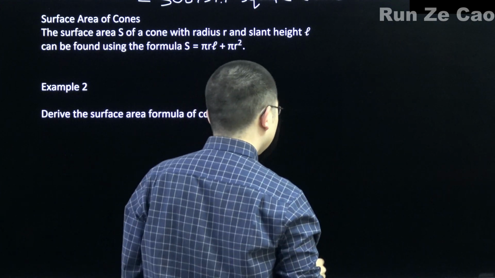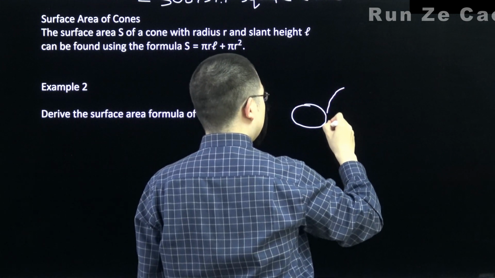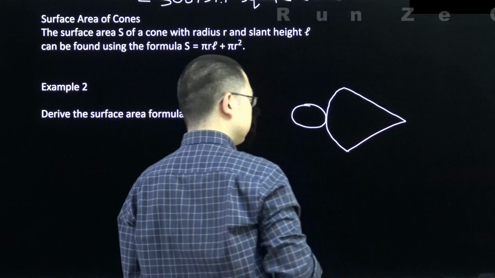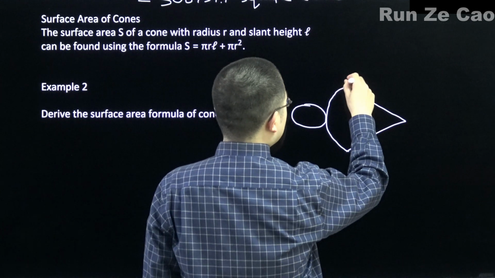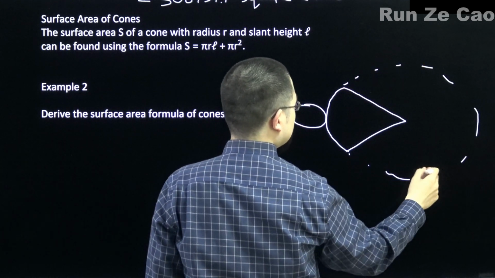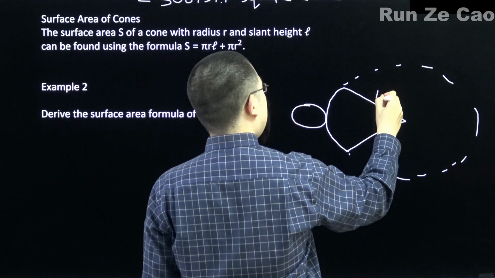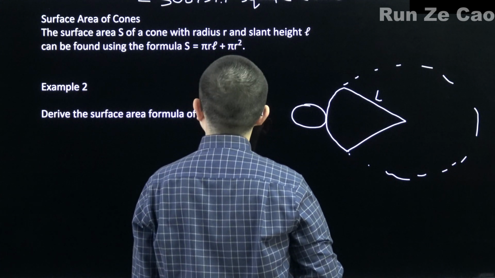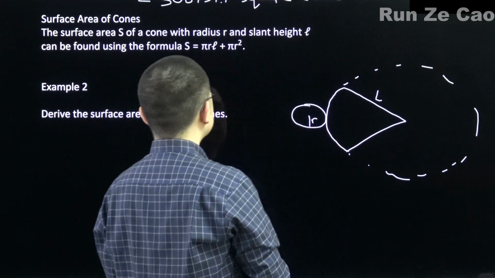What is the net of a cone? Like when you unroll it, you end up with this. All right? This is a part of a larger circle. And this radius is L. Okay? Little l. This is R.